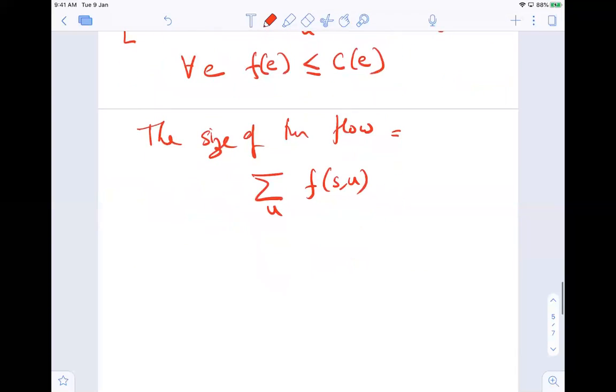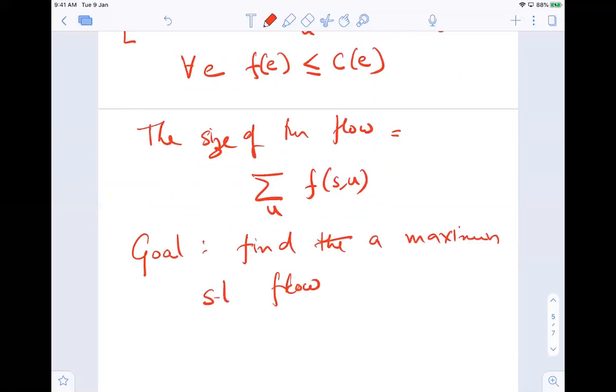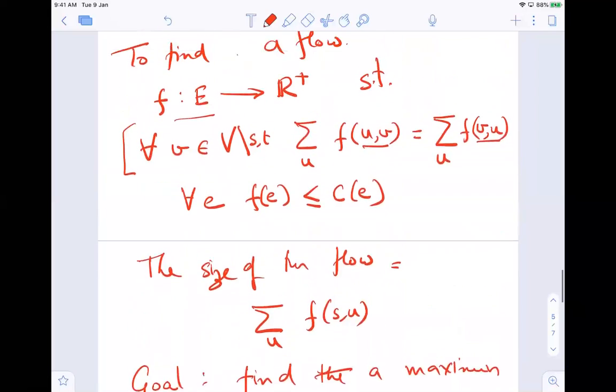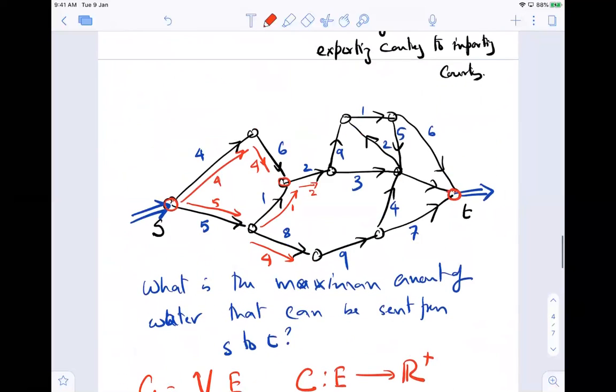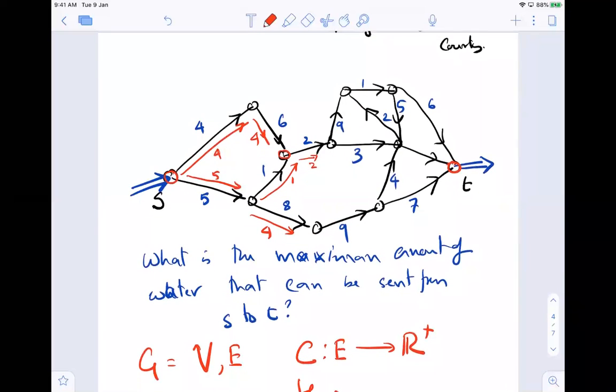So the goal is to find a maximum flow. Sometimes it's called the ST flow because it's sending from S to T. And this is the problem: given a network, I want to find the maximum ST flow. Is this problem clear?